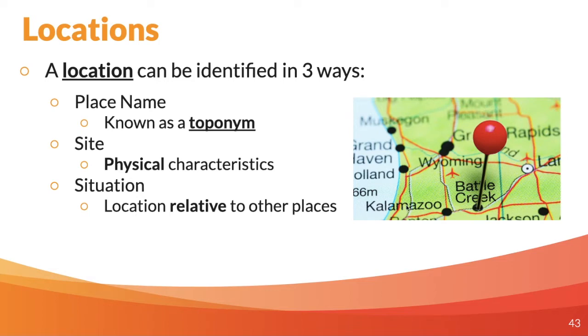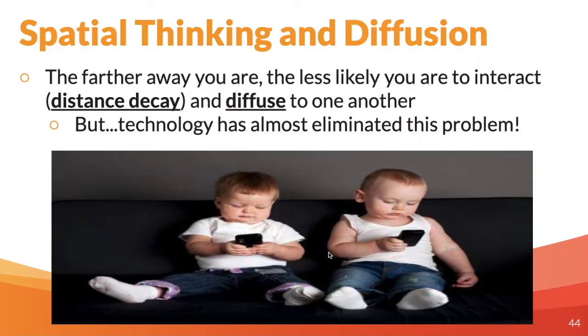For Crown Point, for example, if you were in another country, you wouldn't say you were from Crown Point because no one's going to know what that is. But if you said near Chicago, for example, that would be using situation. It's a location relative to other places. If you were to say Crown Point is at the southern tip of Lake Michigan, that would be using physical characteristics as well as its situation relative to Lake Michigan in that case. So there's a lot of different ways that we can identify different locations.